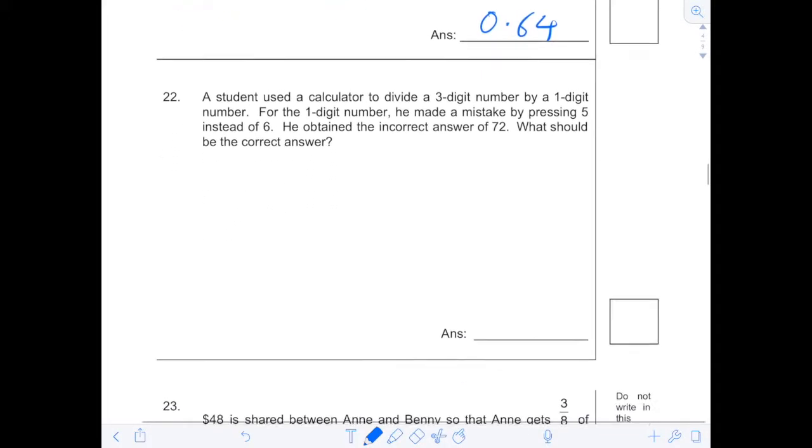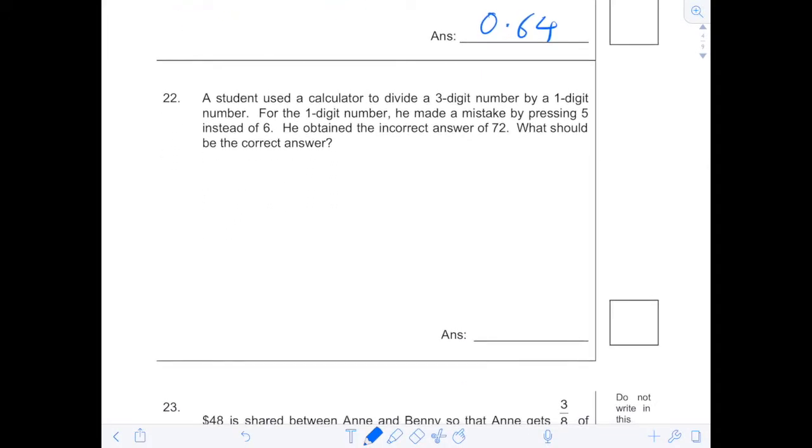A student uses a calculator to divide a 3-digit number by one digit. For the one-digit number, you made a mistake by pressing 5 instead of 6. You obtain the incorrect answer of 72. What should be the correct answer? So for this kind of question, you have to work backwards.